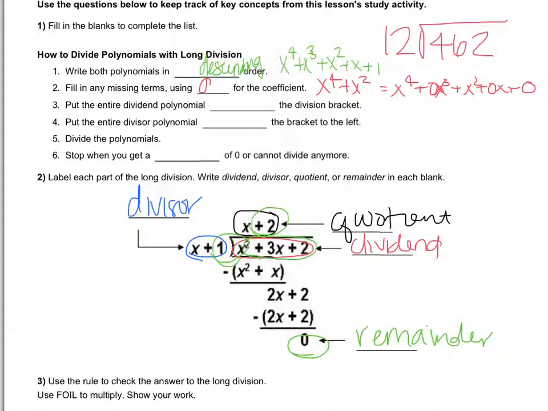Then you're going to put the entire dividend polynomial under the division bracket. You're going to put the entire divisor polynomial outside or in front of the bracket to the left and divide the polynomials, and you're going to stop when you get a remainder of 0 or cannot divide anymore. Now, again, you do not actually have to do polynomial long division. We're going to be doing what we call synthetic division, so skip to the next page.